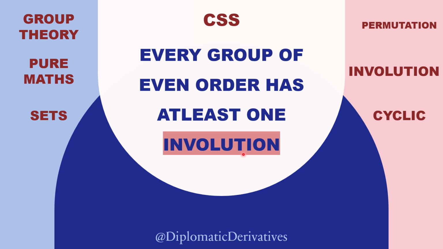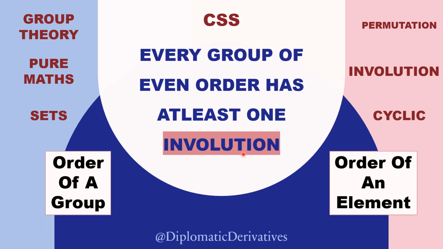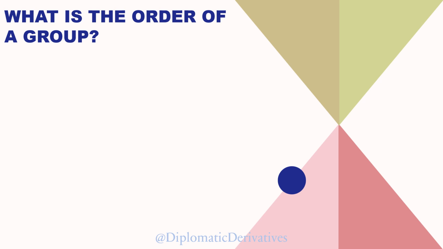But before going into the concept of involution, we need to understand two most important concepts in group theory, that is order of a group and order of an element. So what is order of a group and order of an element? First we understand this, then we understand what an involution is. So let's continue. What is the order of a group?